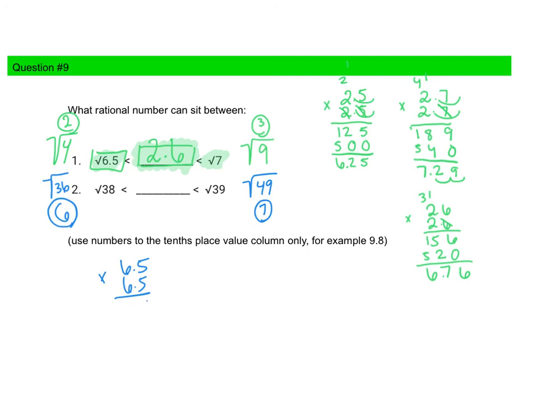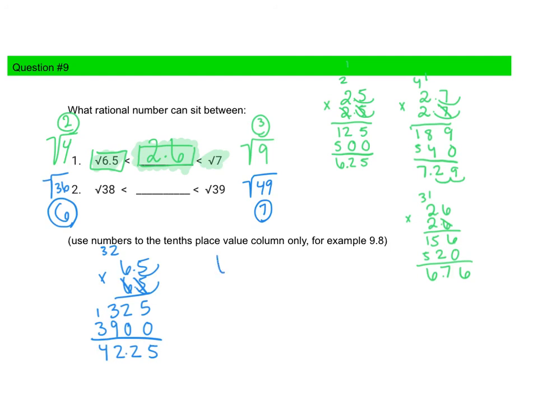5 times 5 is 25. 5 times 6 is 30, plus 2, 32. 0 for my space holder. 6 times 5 is 30. Carried 3. 6 times 6, 36, plus 3, 39. Done with that. And 2 decimal places in, so it's 42.25. This is too high, so we need to go less than 6.5.